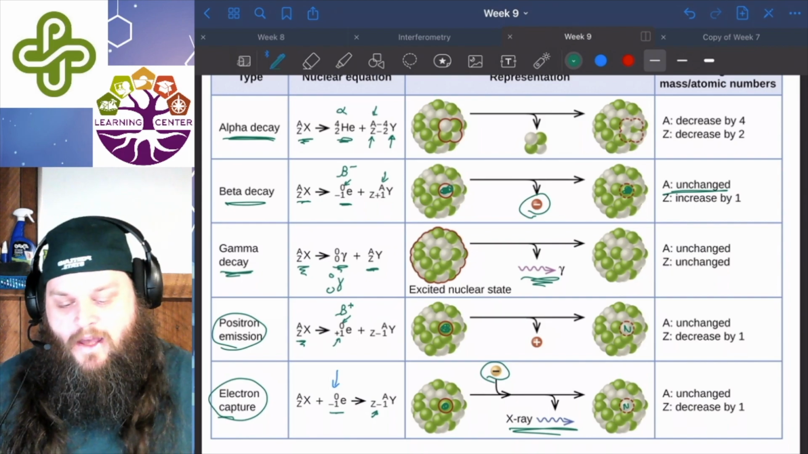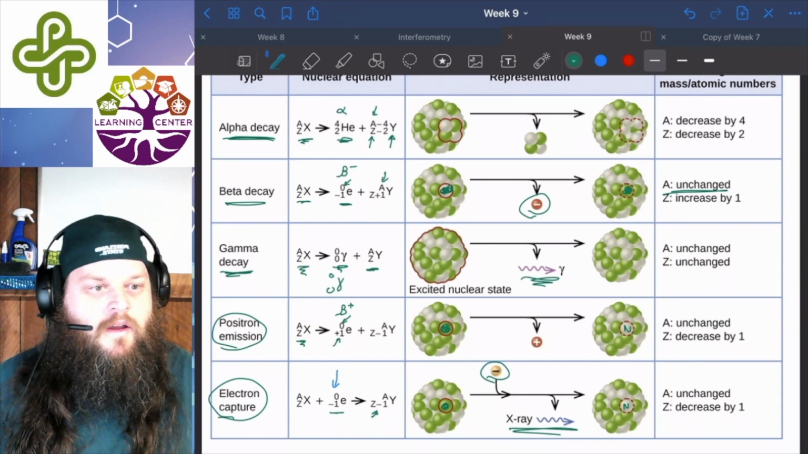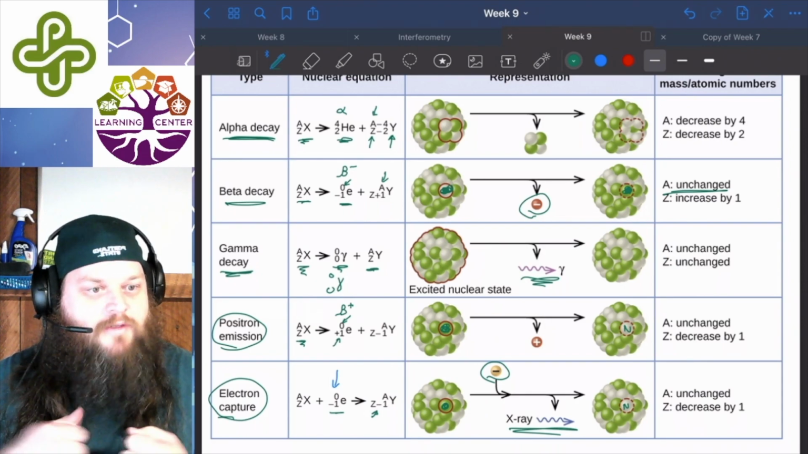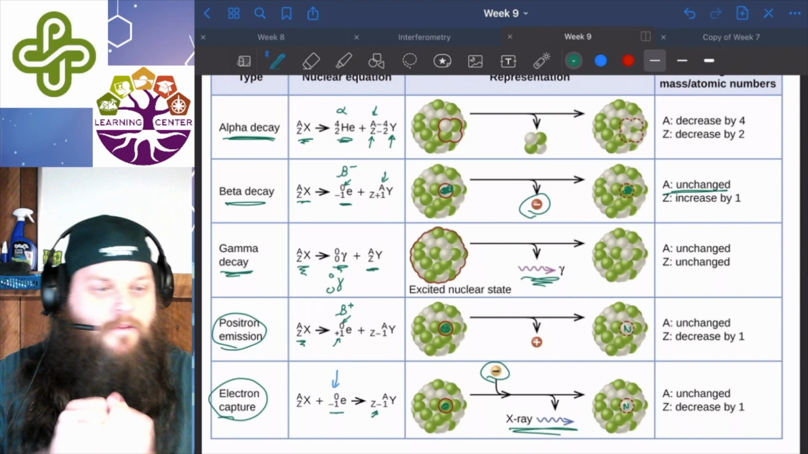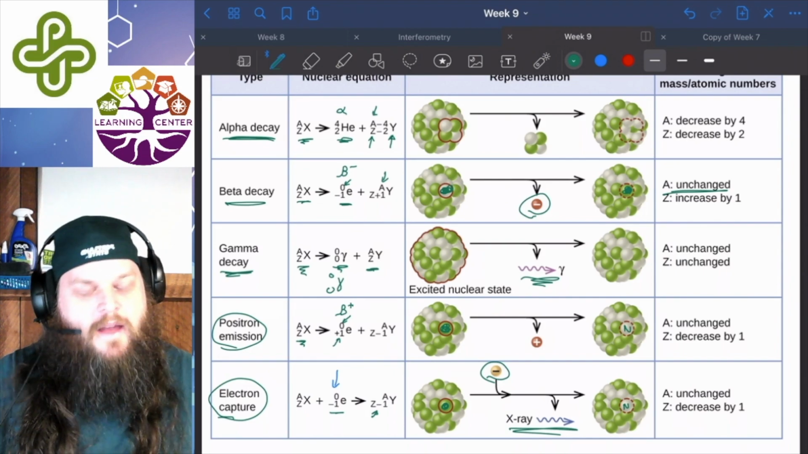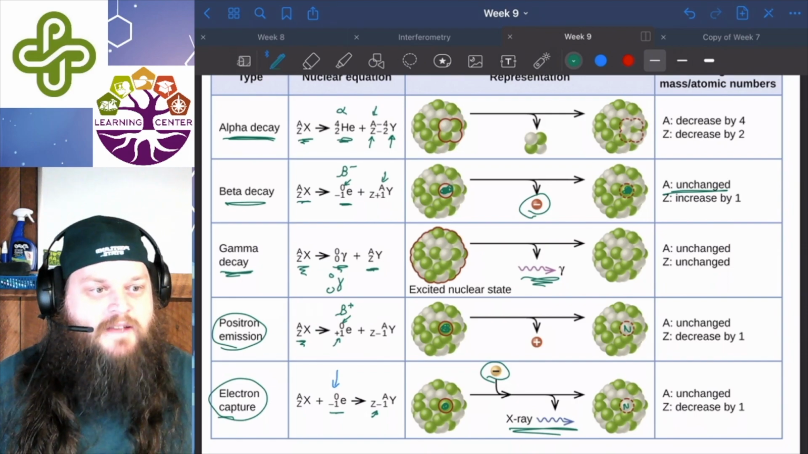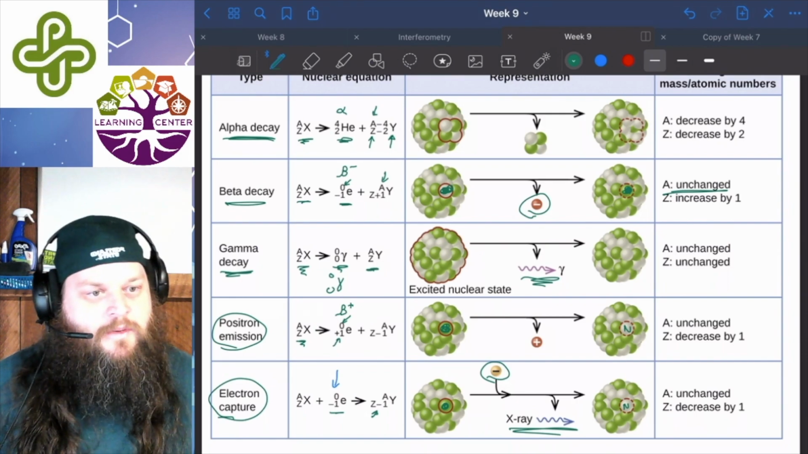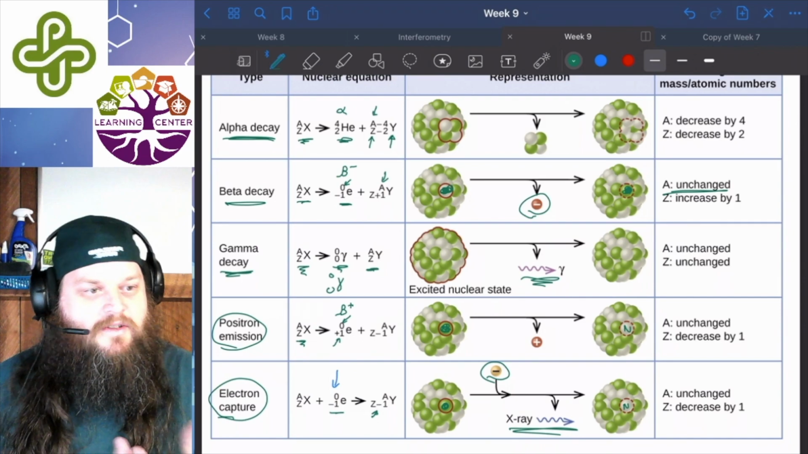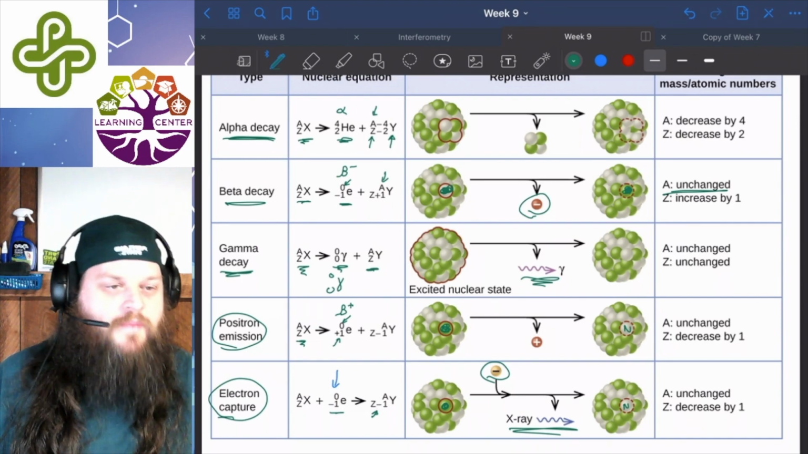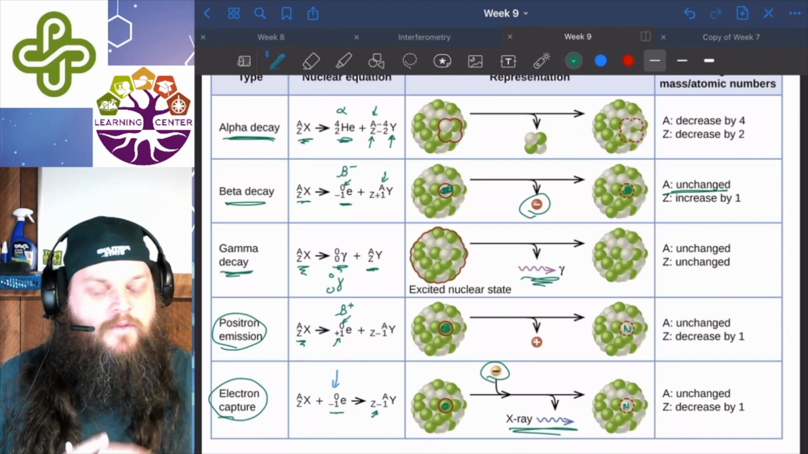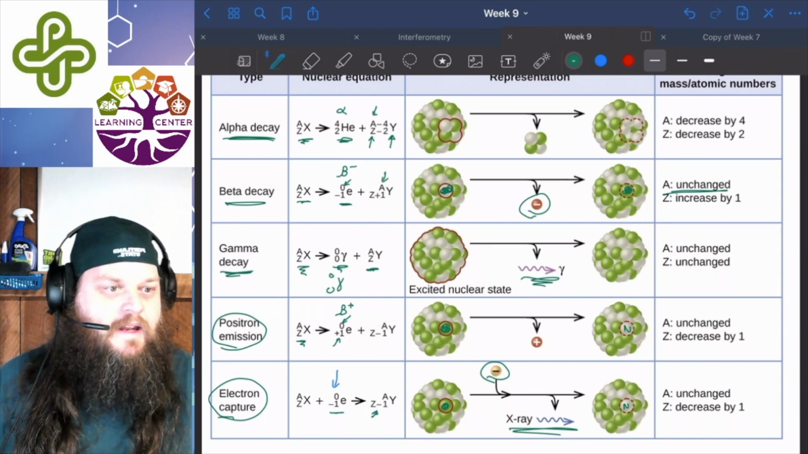But anytime we have an electron capture, it's going to grab onto an electron, absorb it into the nucleus, turn a proton into a neutron, and a byproduct of that is going to be some X-rays. And since it's turned a proton into a neutron, the proton count, our Z number, is going to decrease by 1. But since we have the same number of nuclei in the nucleus, that A number is not changed.